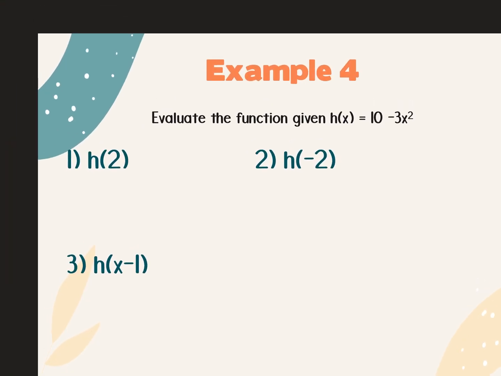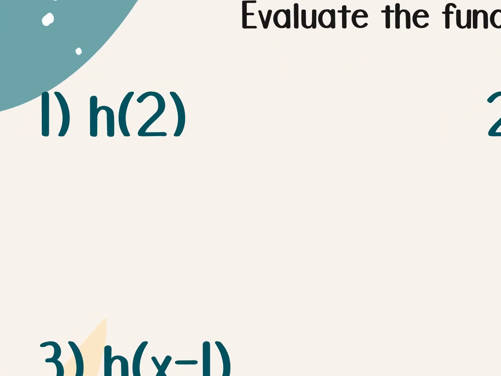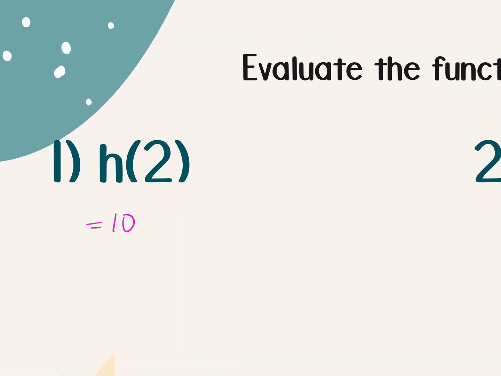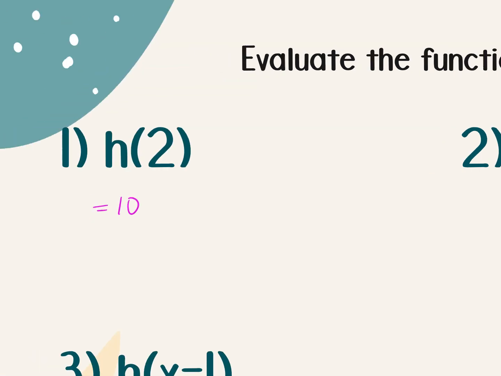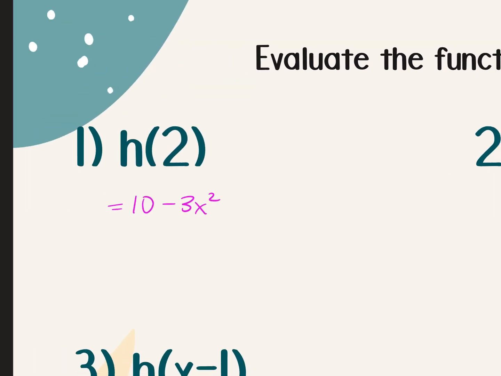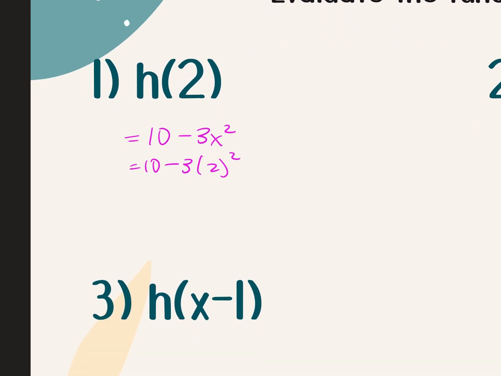Look, guys, we're going to do the exact same thing. This is a different function. This is h of x, but what do they want us to do with 2, negative 2, and x minus 1? Just plug it in. So I have 10 minus 3x squared. So 10 minus 3 times 2 squared, correct? What do I do first? Square. So 2 squared is 4. So I have 10 minus, what's negative 3 times 4? Negative 12, right? So h of 2, when I plug in 2 here, what do I get out? Negative 2. Good.